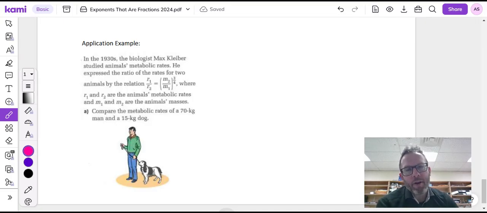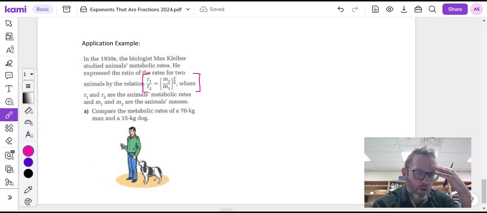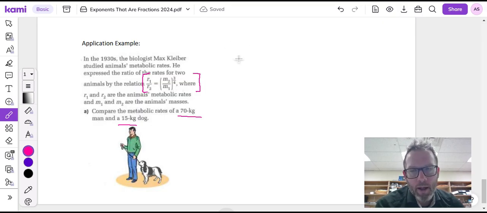This equation we have here gives us a way to compare the sizes of 2 animals with their metabolic rates. So R1 and R2 are the ratio of their metabolic rates, and M2 and M1, that's the ratio of their masses. And note they're kind of flipped. So let me walk you guys through an example. We'll compare the rates of a 70 kilogram man and a 15 kilogram dog. Let's write it this way.